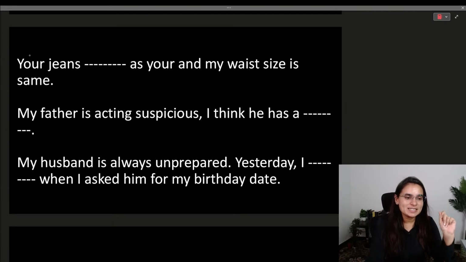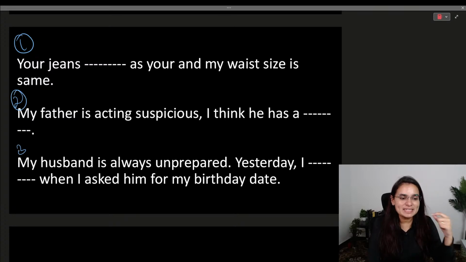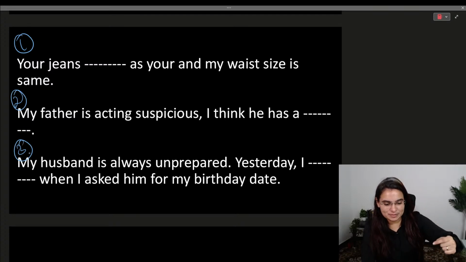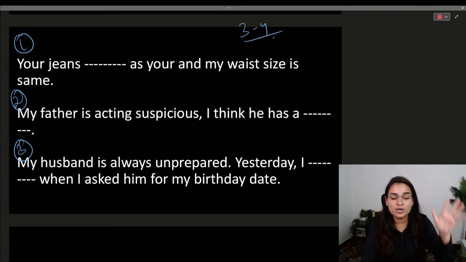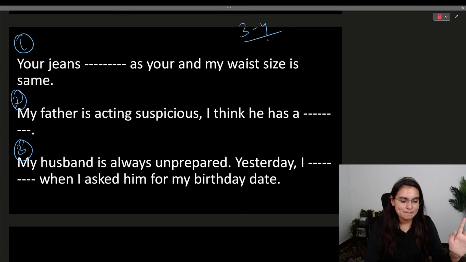I'm trying to repeat the idioms so that you can do the revision, because we're trying to remember a couple of them. I don't want you to remember all of them. I want you to remember 3 to 4 per theme, more than enough.